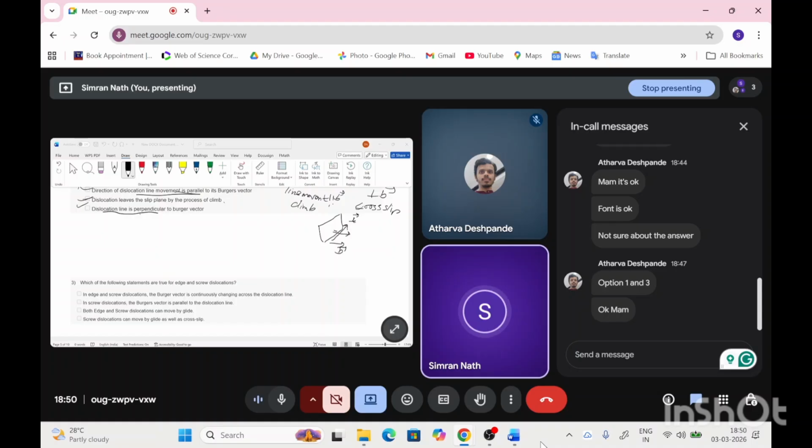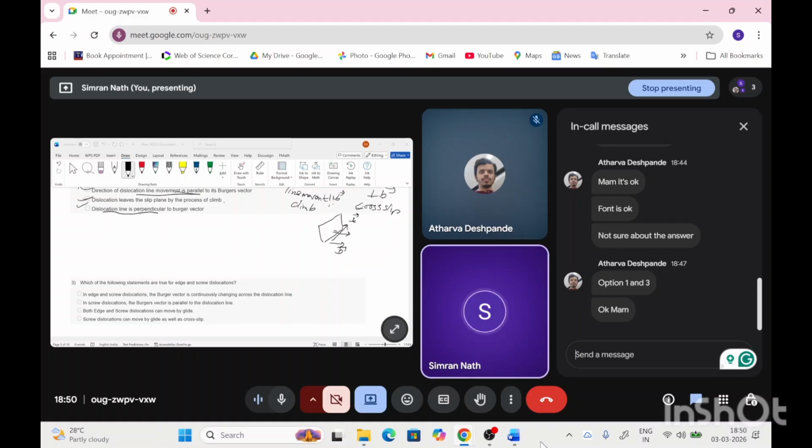So from these options, the first option says that in edge and screw dislocations, the Burgers vector is continuously changing across the dislocation line. So this option is incorrect. Means the Burgers vector is constant across the dislocation line.